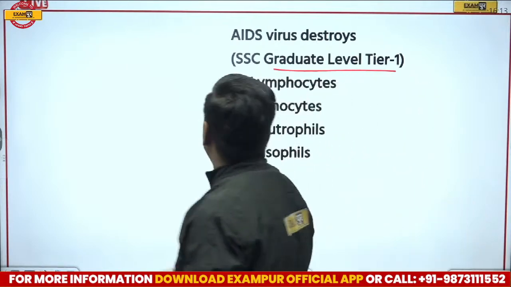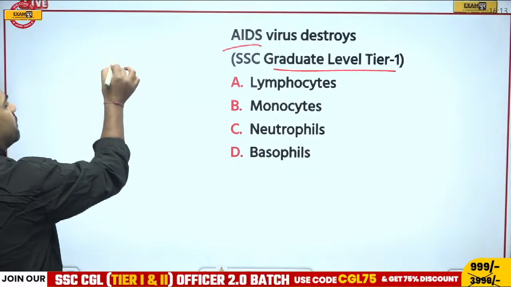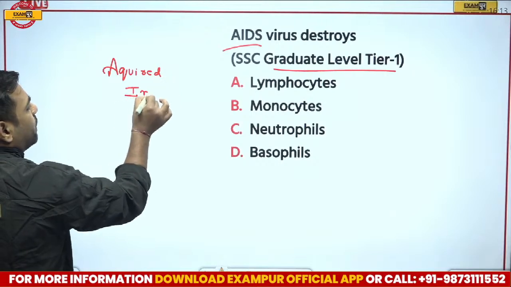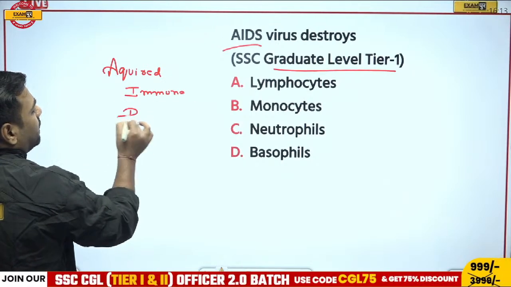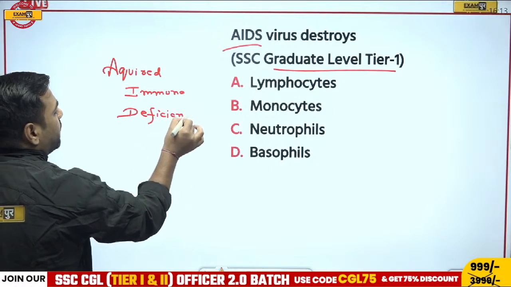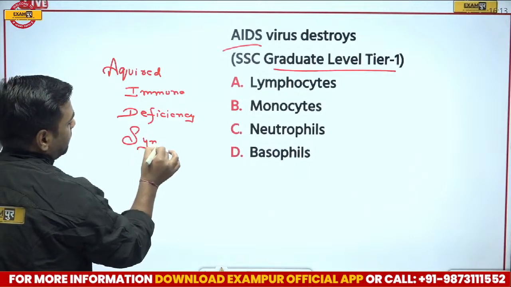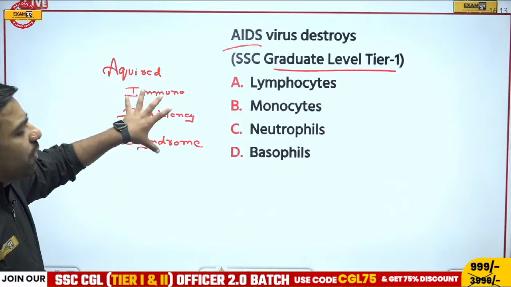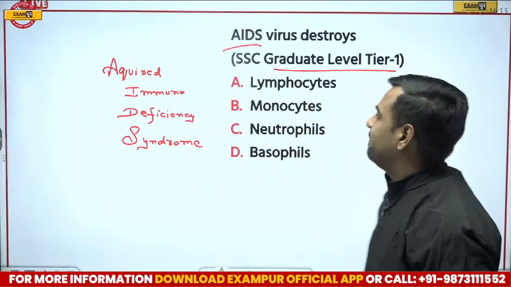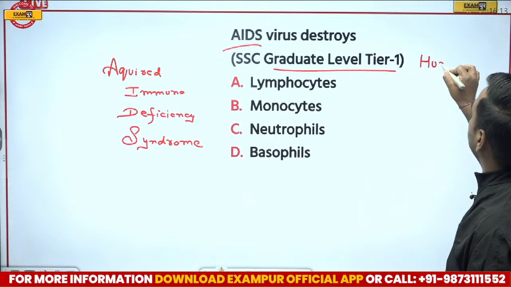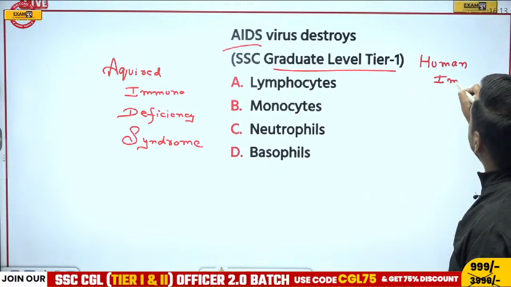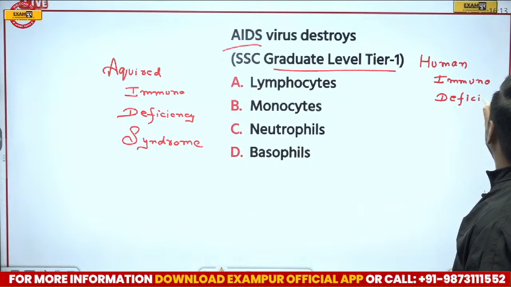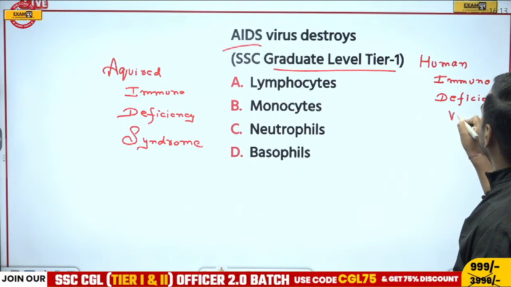That's true. If I talk about this part, AIDS stands for acquired immunodeficiency syndrome. Now, how does it come? It comes from a virus, that is the HIV virus. What is the full form of HIV? Human immunodeficiency virus. So human immunodeficiency virus, that is HIV.